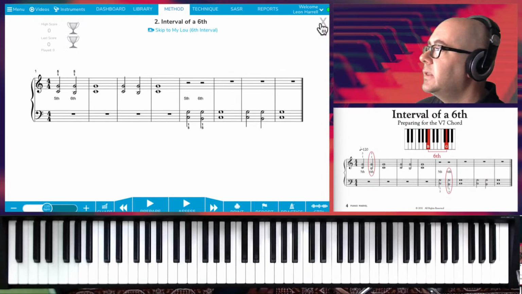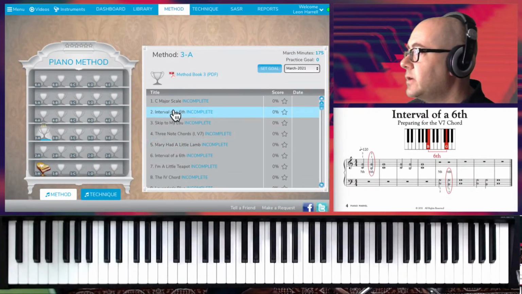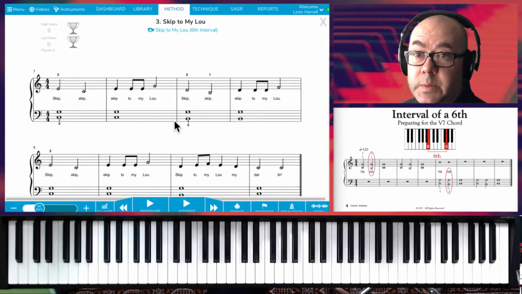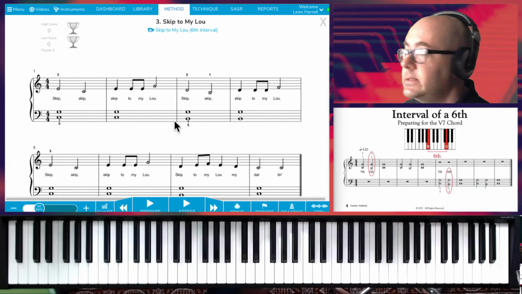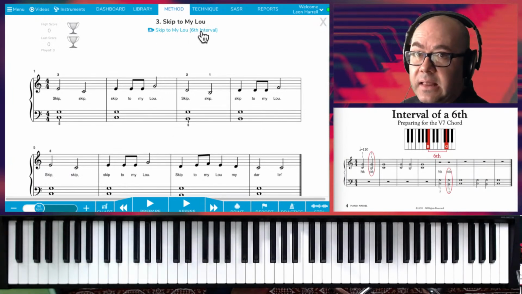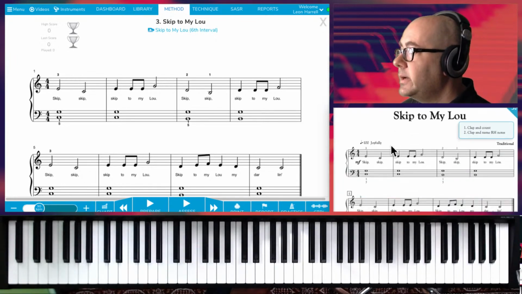All right, so moving along in our method cabinet, they've introduced us to the C major scale, the interval of the 6th, and now they're going to put it into practice. They're going to give us a piece of music to utilize these concepts. Again, they would give us a lesson video at the top highlighting more information about the 6th, but now they're going to put it into practice.